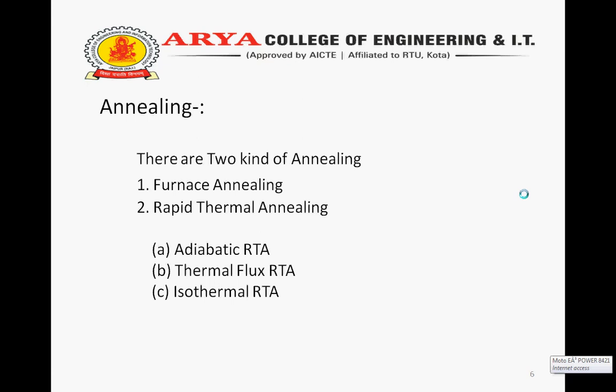There are two kinds of annealing. First, furnace annealing. Second is rapid thermal annealing. First is furnace annealing. If the implantation conditions are not sufficient to create an amorphous layer, then furnace annealing is done. This process has an activation energy of about 5 electron volt and requires a temperature of above 900 degrees centigrade to remove all defects.